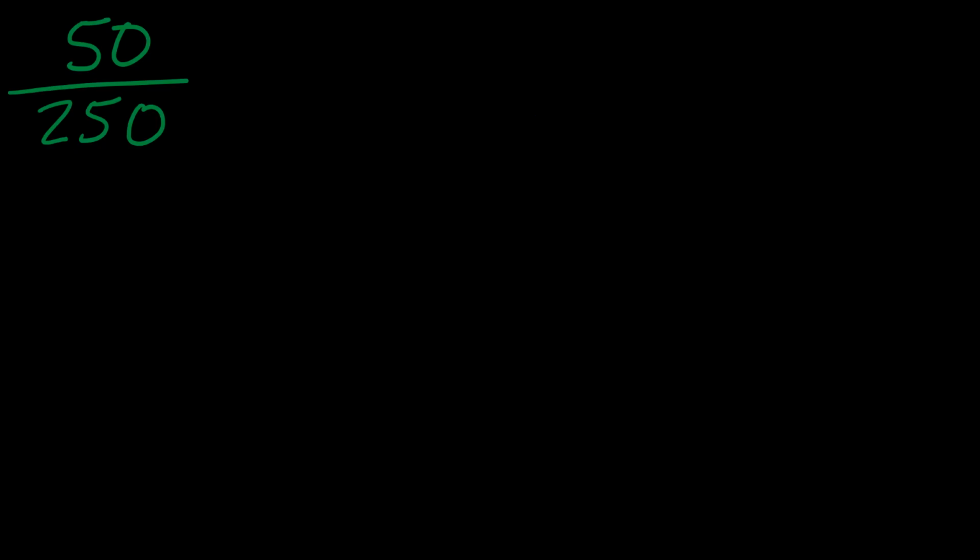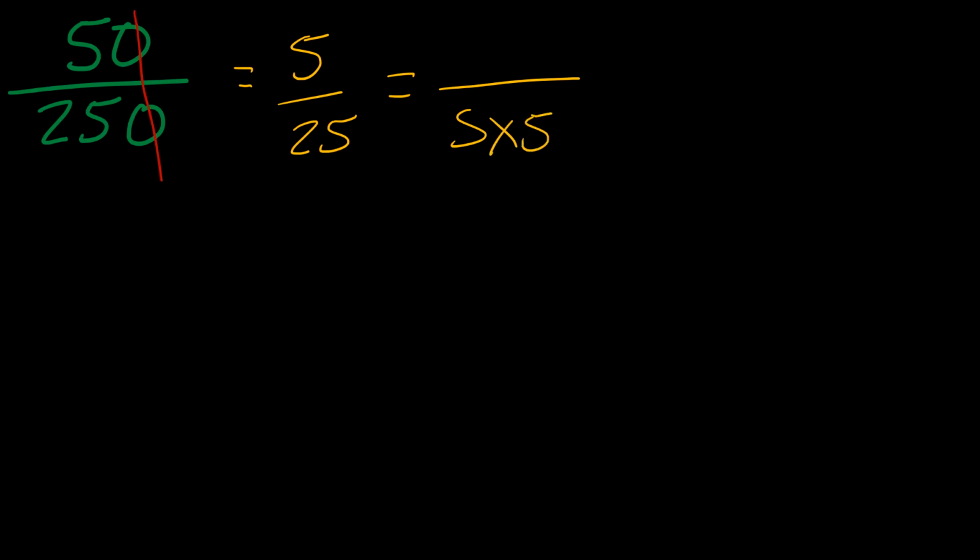So let's say I have 50 divided by 250. First thing we can do is cancel our zeros. So now we're left with 5 divided by 25. And we know we can rewrite 25 as 5 times 5. Now because they have a 5 on top and a 5 on bottom, they'll cancel each other out, and I'll just be left with 1 over 5.